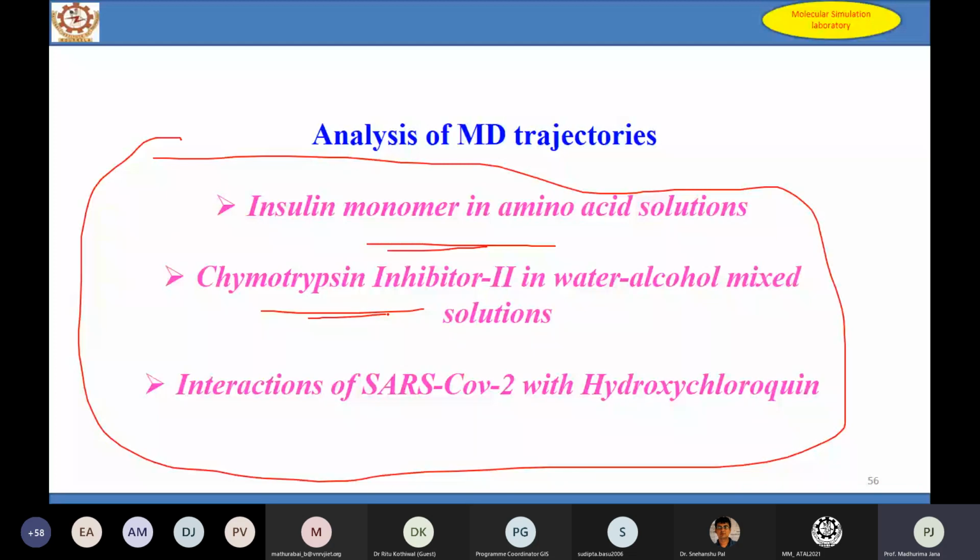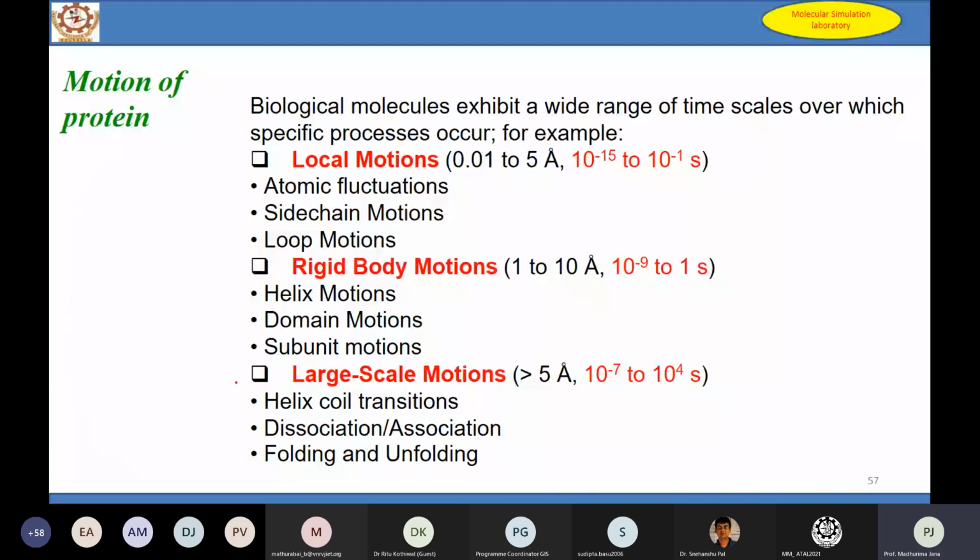And another result I will be showing you is the interaction of SARS-CoV-2, which is related to the ongoing COVID pandemic. Recently we have done some simulation work on SARS-CoV-2 with hydroxychloroquine. We found out how hydroxychloroquine interacts with SARS-CoV-2 by performing molecular dynamics simulations. Okay, so I won't go into the details, I will just show it one by one here. This slide I am skipping, because it is just about protein motion, that we have different types of motion here.